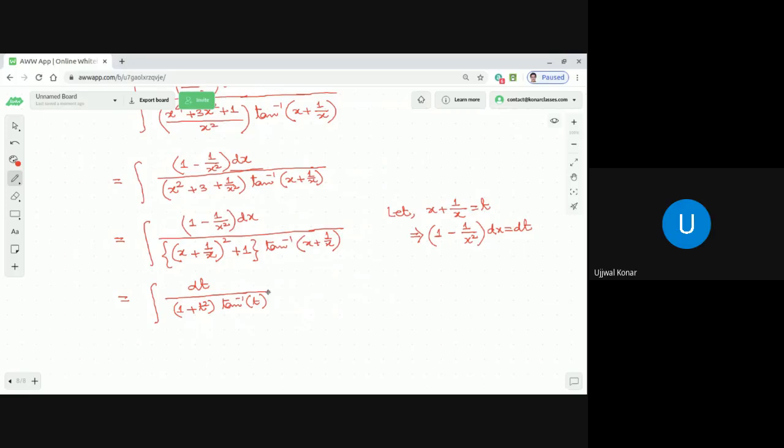Correct? Yes. But that also is not very directly integrable. Then what to do after that?